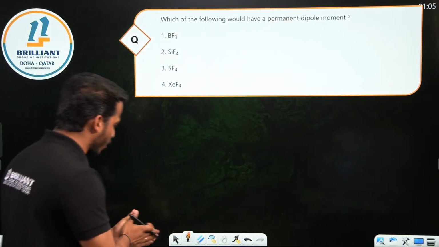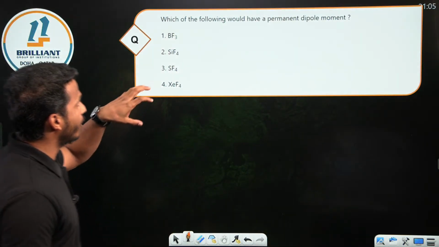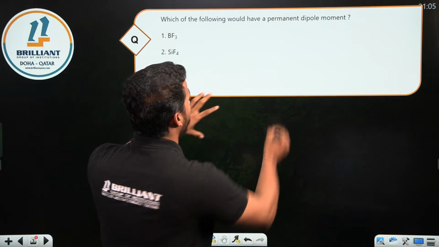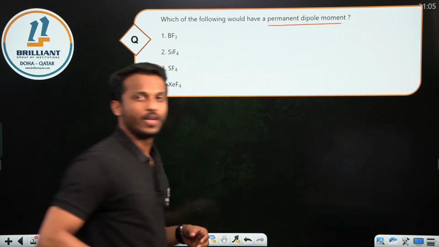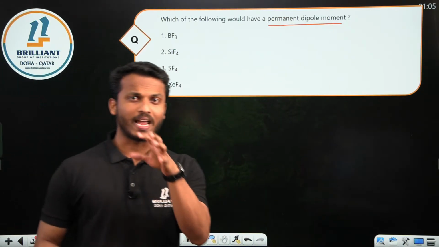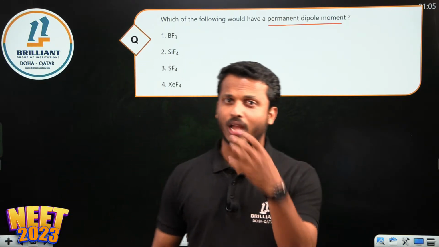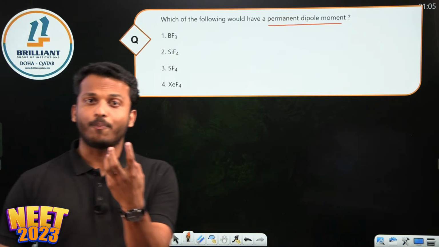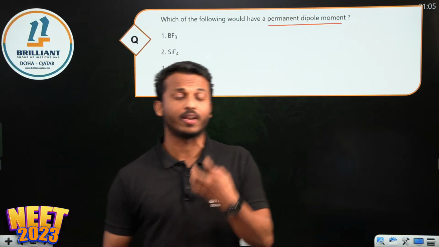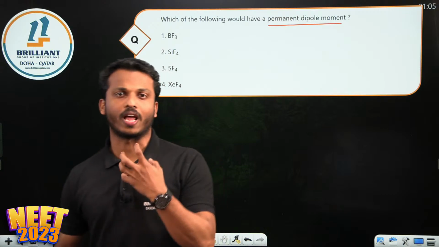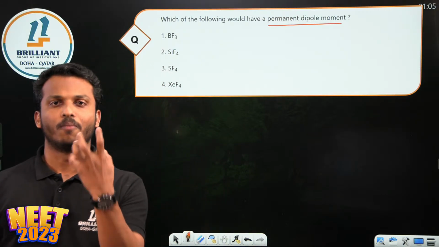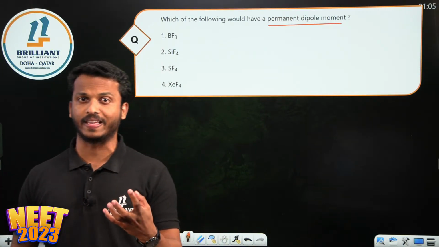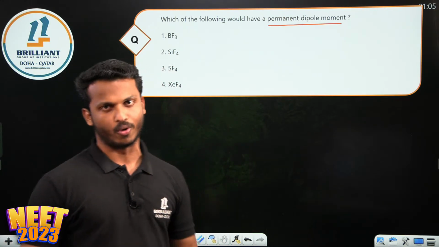Dear all, here is our question number 1. Which of the following would have a permanent dipole moment? Dipole moment, how to calculate based on the electronegativity. In order to answer dipole moment questions, first of all, we should have a clear picture of the structure of the molecule according to VSEPR theory.